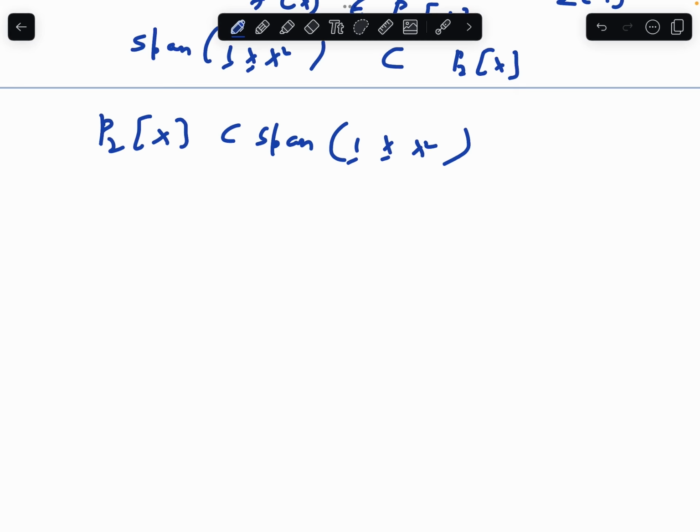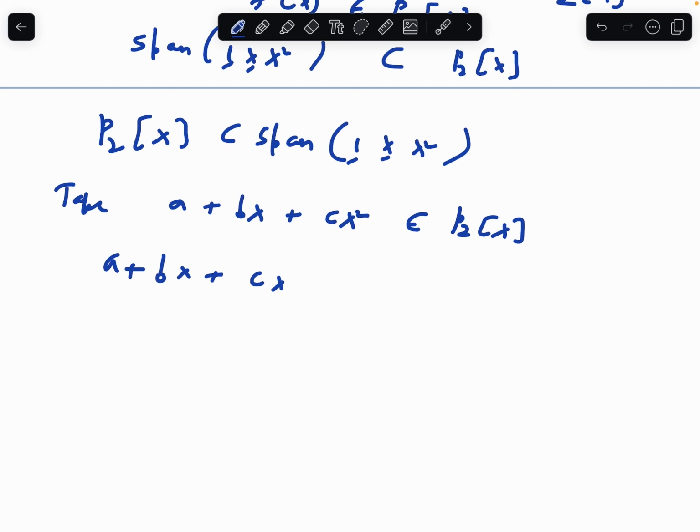How do we show that? Well, we take any element inside P2(x). So take a plus bx plus cx square inside P2(x). But this is a linear combination of 1, x and x square, right? It is a times 1 plus b times x plus c times x square. This is a linear combination of 1, x and x square, right? Therefore, it is in the span.